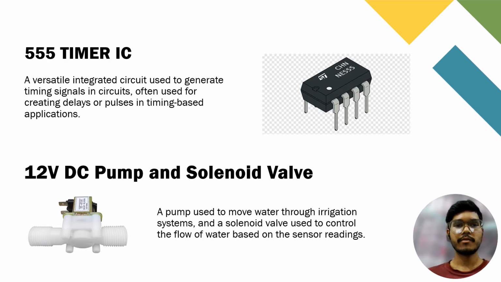The next component is the 555 timer IC. This is a versatile integrated circuit that generates timing signals, and this IC generates the timing signal for our project. Then the next component is the 12 volt DC pump and solenoid valve. This is a pump that will control the flow of water in our system.